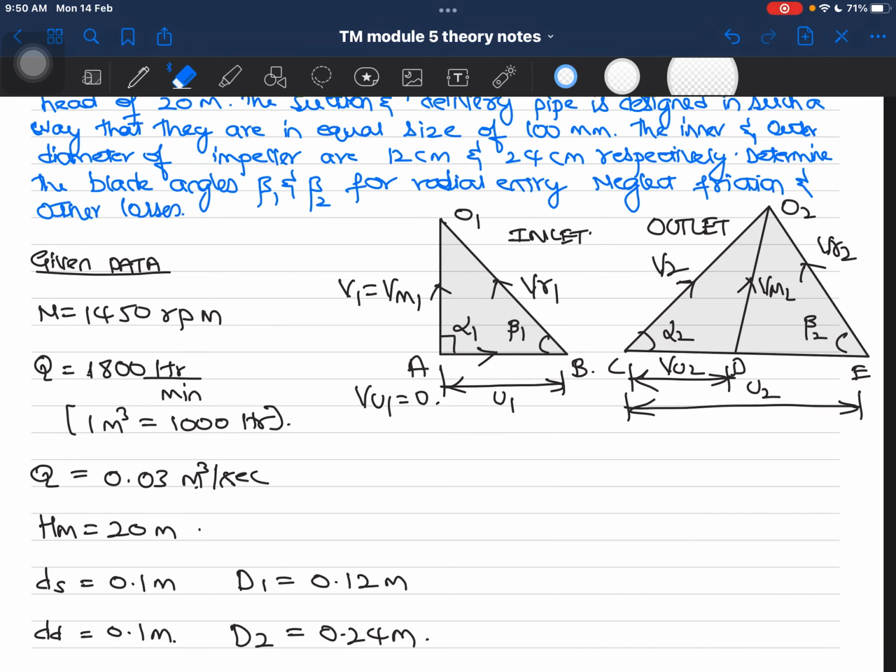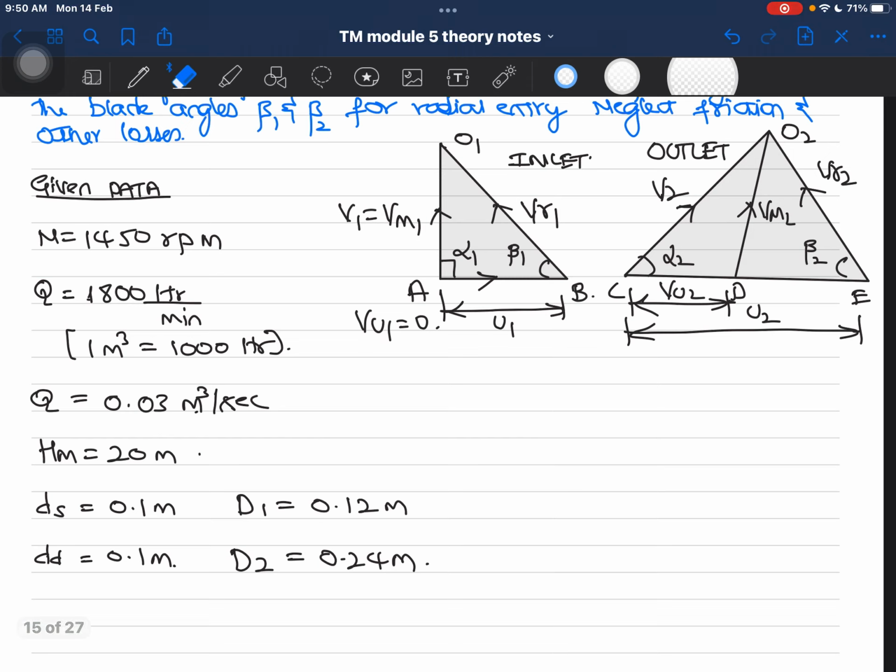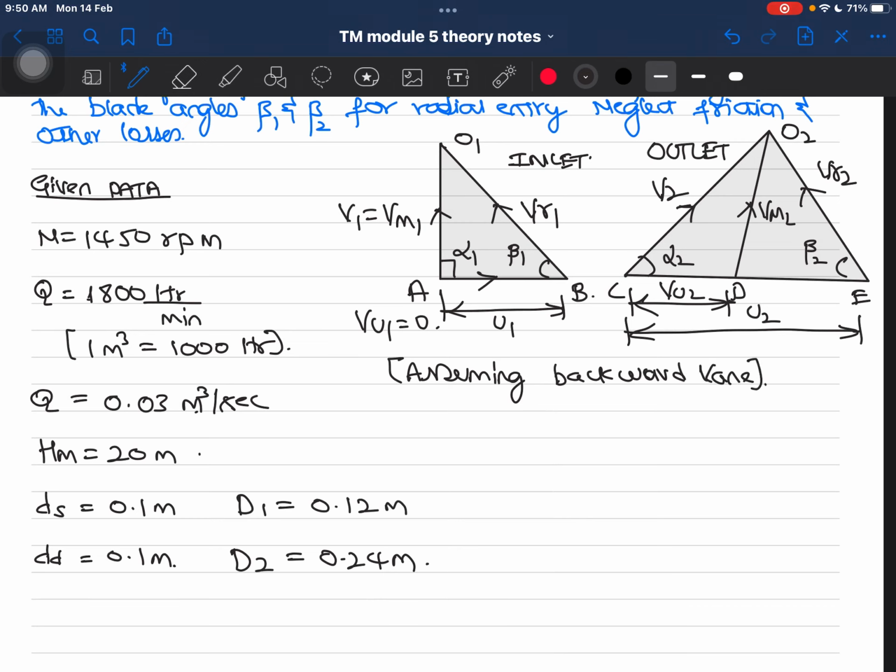Next, since he has not given anything like whether it is a forward vane, a backward vane, or a radial vane at both inlet and outlet, we shall assume backward vane. If he has not specified anything in the problem, you have to assume it as a backward vane. You have to remember this carefully. This particular point is very important. If he has not given anything in the question, you have to immediately assume it as a backward vane.